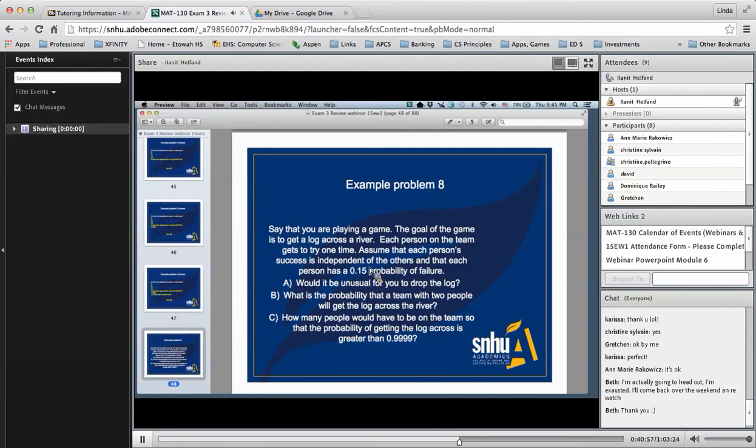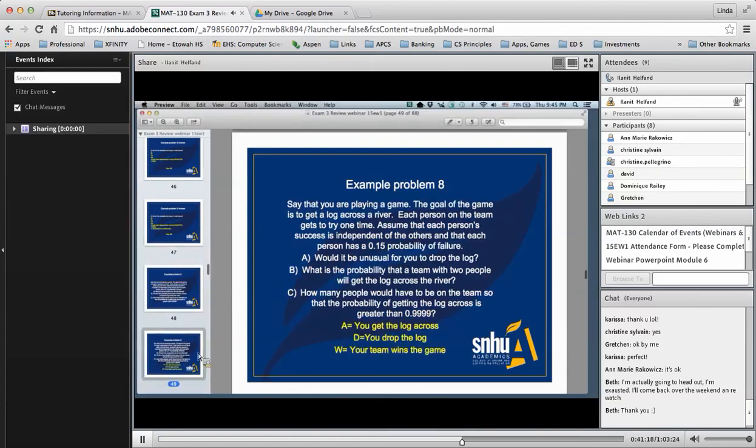So first, would it be unusual for you to drop the log? And then, what is the probability that a team with 2 people will manage to get a log across the river? And then, how many people would have to be on the team so that the probability of getting the log across is greater than 0.9999?